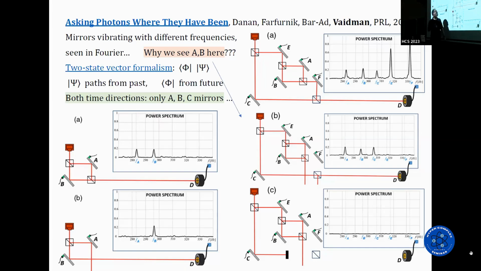The answer is that in fact we should use these two-state vector formulas, that A, B and C are the mirrors for photons going both forward and backward in time. It's a very nice experiment. If you don't know it, I recommend looking at it.